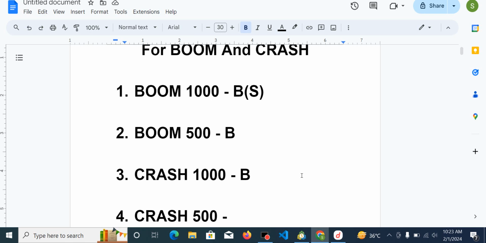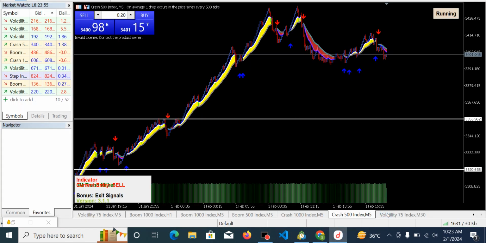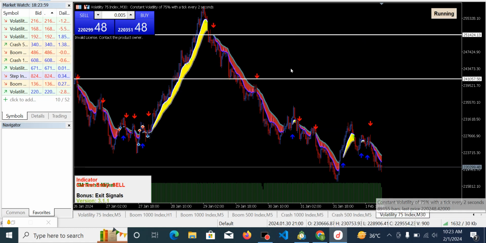This is Volatility 75, and it has been on downtrend for a very long time, and it is still selling at the moment. So this is going to be giving us more of a selling opportunity than a buying opportunity, so we should take note of this. These are all that we are able to come up with tonight.